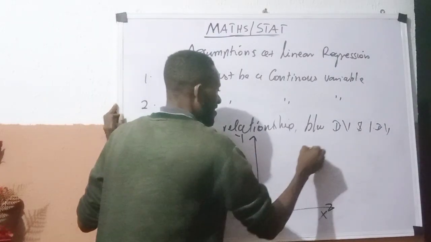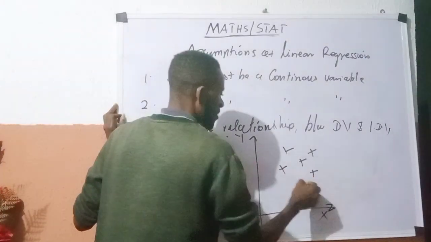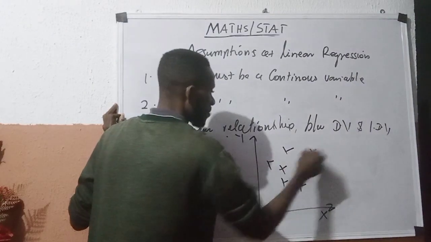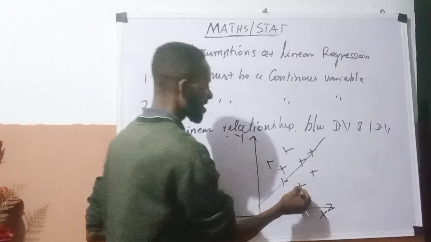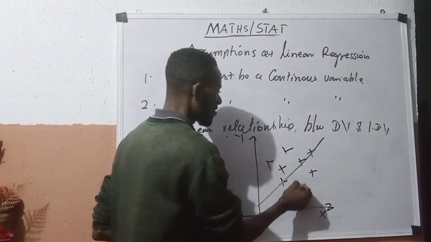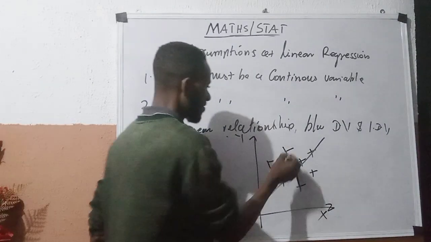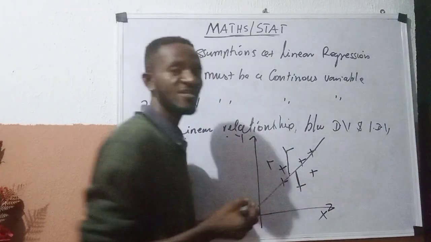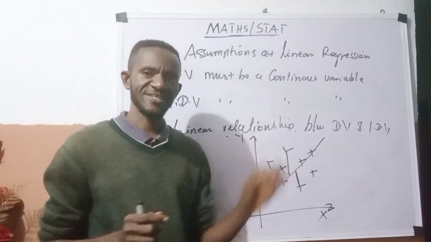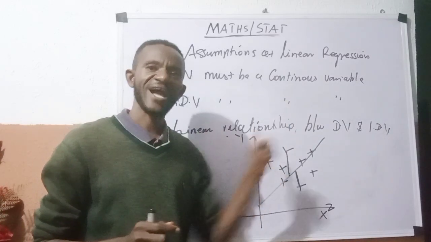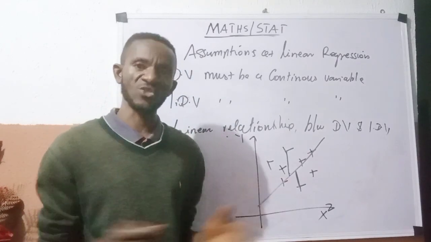And I have data points this way, this way, this way, this way, and this way. Then I have my regression line here. Here is a data point. The distance from here to here, from here to here, from here to here is what we call the residuals. The vertical distance between a data point and the regression line is what we call the residual.